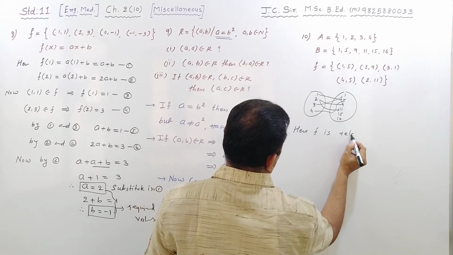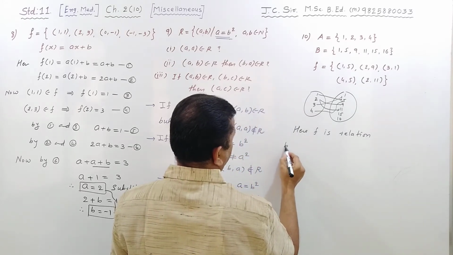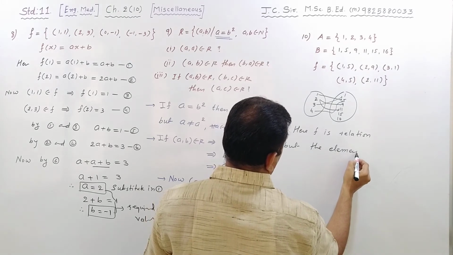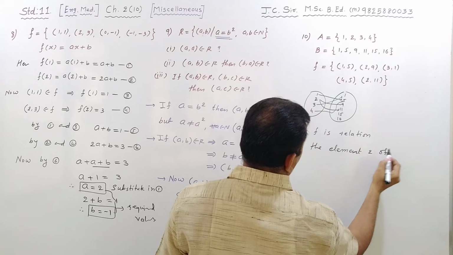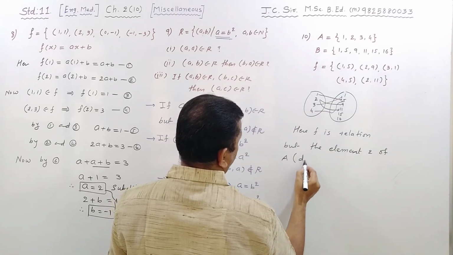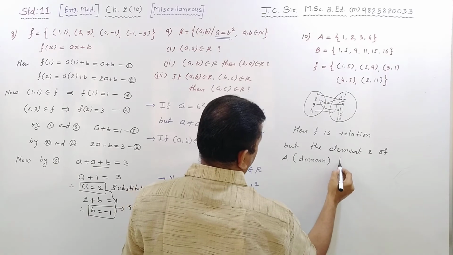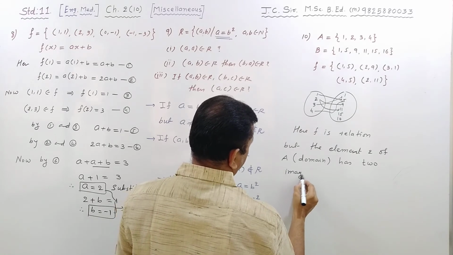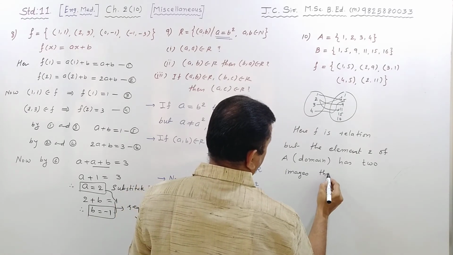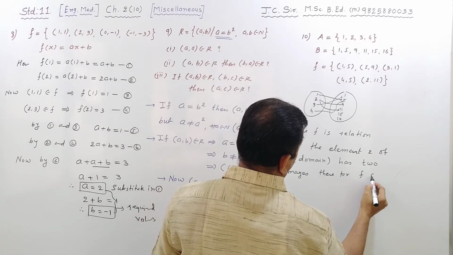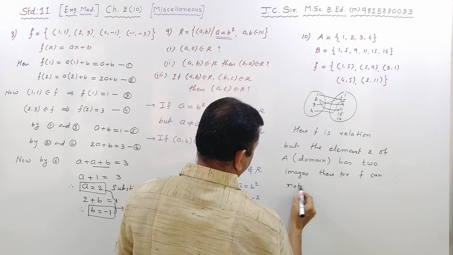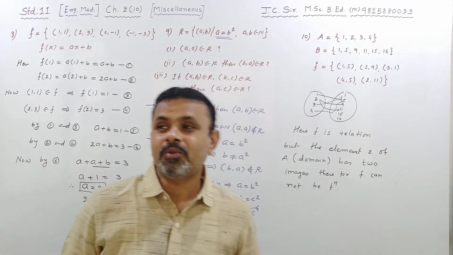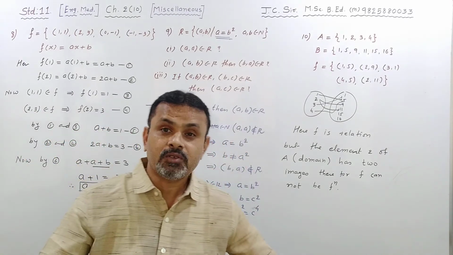Here f is relation, but the element 2 of domain of A means domain has two images, therefore f cannot be function। Therefore f cannot be function because what is the condition to be function?